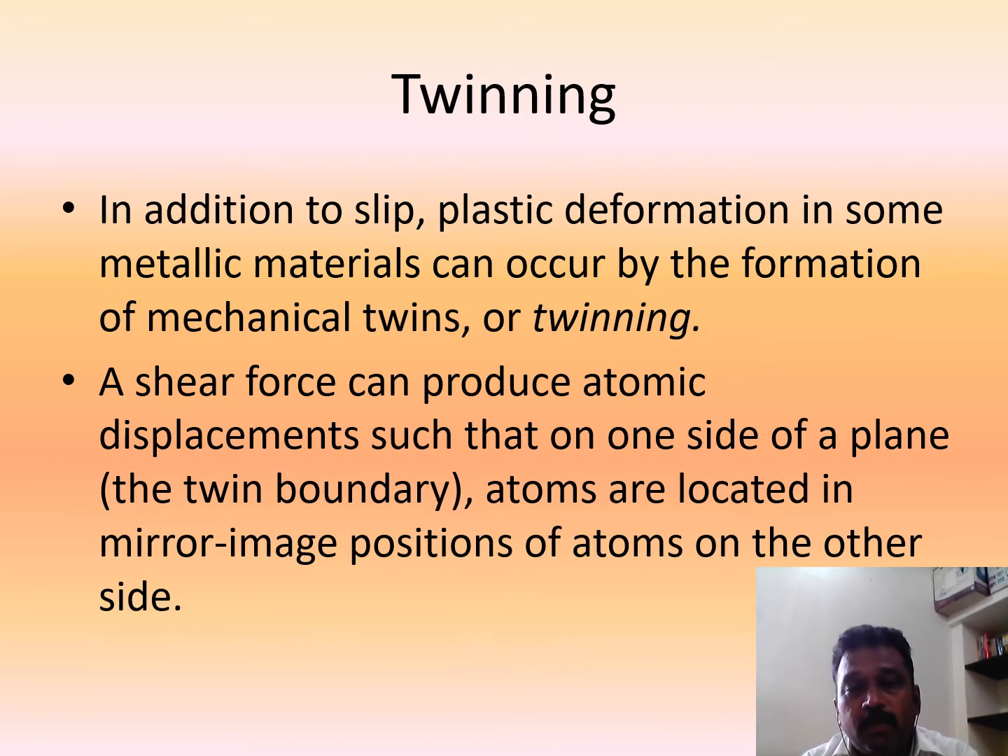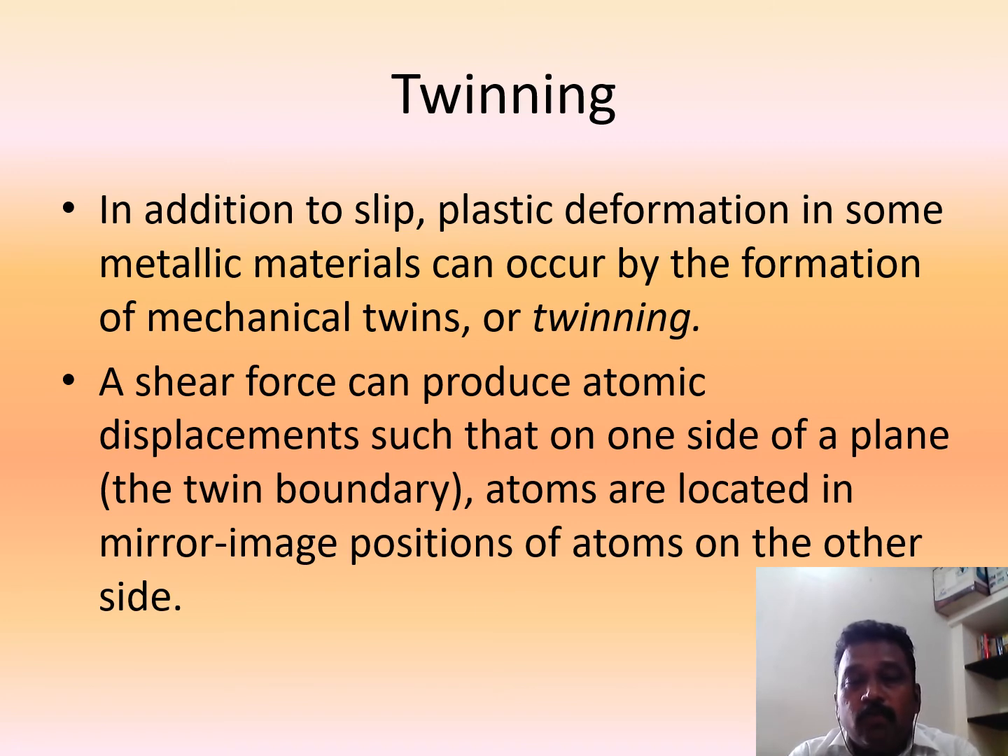So this will correspond to the movement of the caterpillar. A very good example for that is caterpillar movement. There is another deformation which is called twinning. This plastic deformation in some metallic materials can occur by the formation of mechanical twins. Mechanical twins means they will resemble each other.